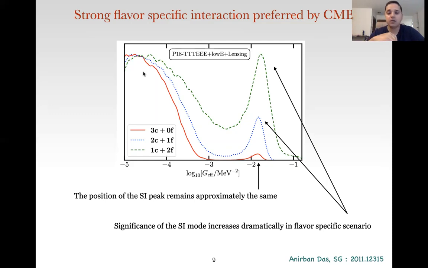In the 2C and 1C scenarios, what we see is that the significance of the second peak increases dramatically. And for the 1C scenario, it became almost as good as the lambda CDM or MI mode fit. Also, one interesting point is that the position of the SI mode peak does not change that much. It remains almost constant, which is also very interesting.